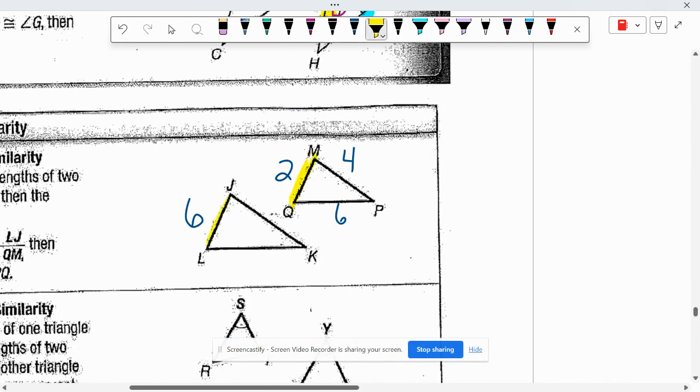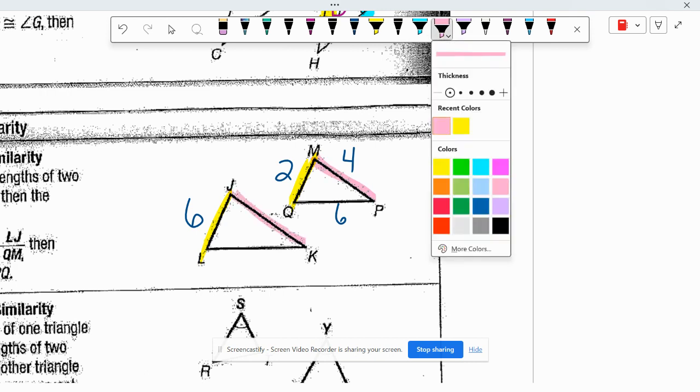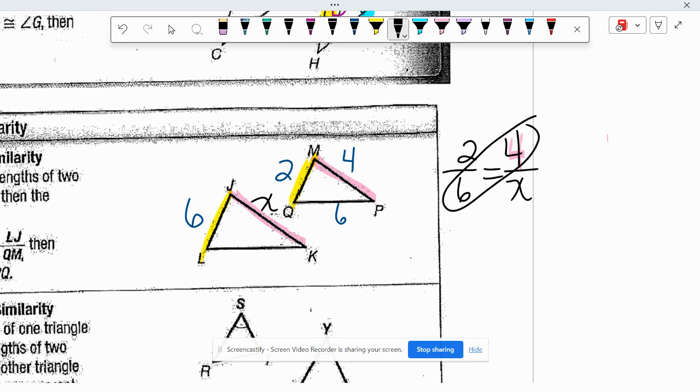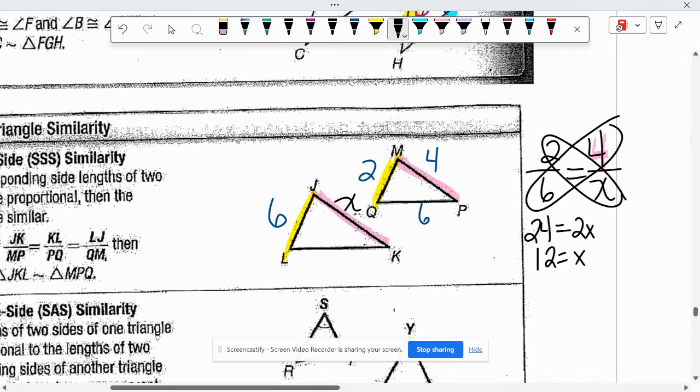Well, MQ is proportional to JL. So 2 is to 6 as MP is to JK, which is 4 over, we don't know the other measurement, right? 4 over, we'll call it X. Could you solve for that? Yeah, it's a proportion. We solve a proportion by using cross multiply. 6 times 4 is 24 equals 2 times X is 2X. So 12 equals X. It's saying that the sides are proportional, meaning you can set up a proportion to solve and find the missing measure.